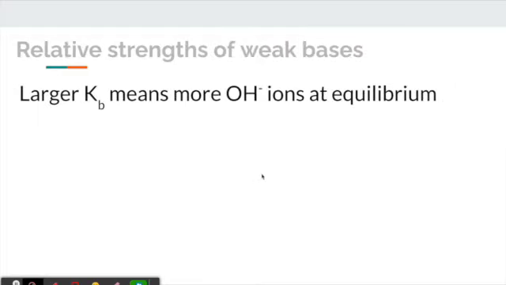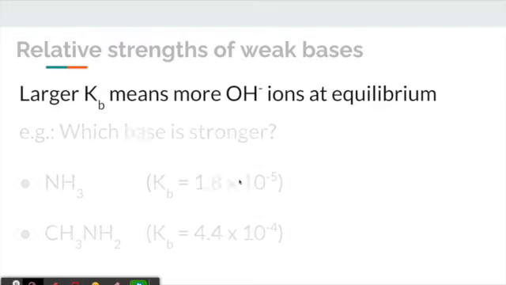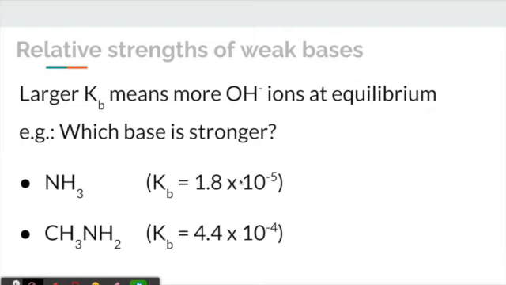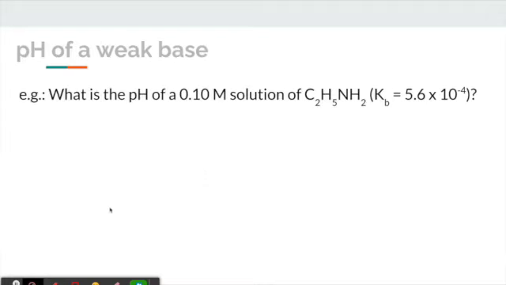You can compare the relative strengths of weak bases, just like you can compare the relative strengths of weak acids, by just comparing their K values. A bigger Kb means at equilibrium you're going to have more OH minus ions, and so that means it's a better OH minus producer, so a better, stronger base. So comparing these two, ammonia and CH3NH2, which is called methylamine, the CH3NH2 has a larger value of Kb, which means it's a stronger base than NH3, because 10 to the minus 4 is bigger than 10 to the minus 5.